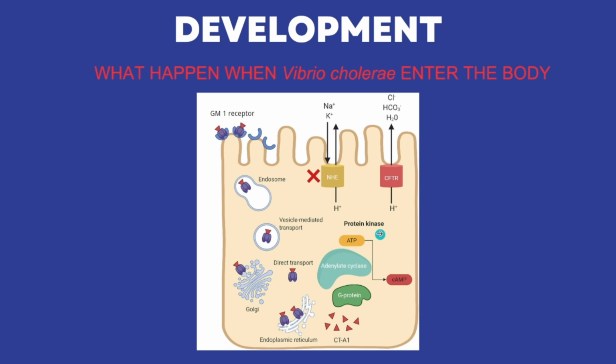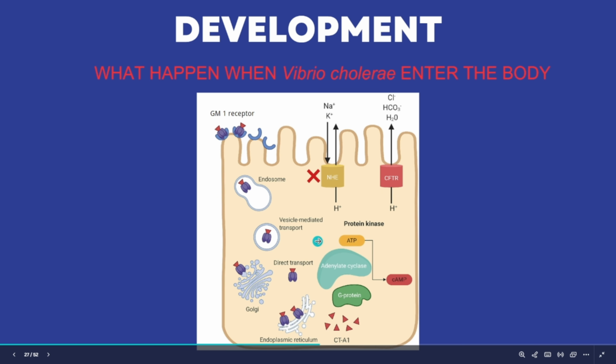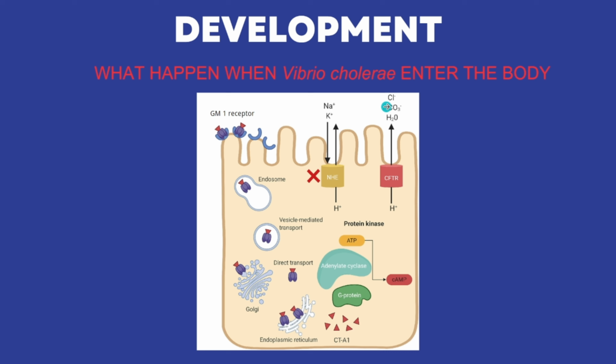I repeat again: when the protein kinase activity is high and NHE is blocked, the sodium ion cannot be absorbed into the cell. Okay, so when it cannot be absorbed into the cell, the chloride ion needs to go out from the cell. When the chloride ion is already lost from the cell, the water potential inside the cell increases. So the water also goes out from the cell, diffusing out of the cell by osmosis.